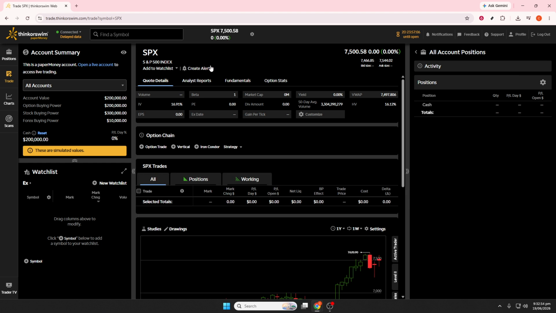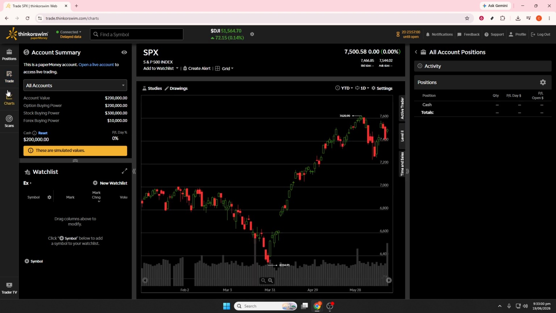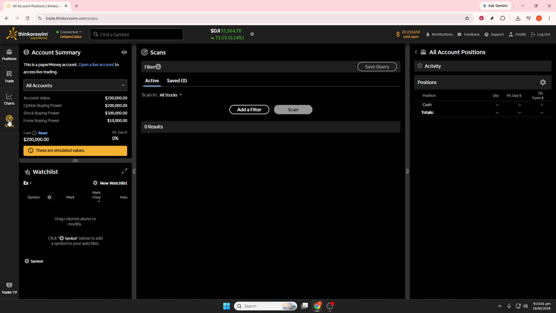OCO stands for one cancels the other, which means the platform links your exit orders together. When one of those exit orders is filled, the other one is automatically canceled. This can be very useful for managing risk and planning your trade before it even begins.